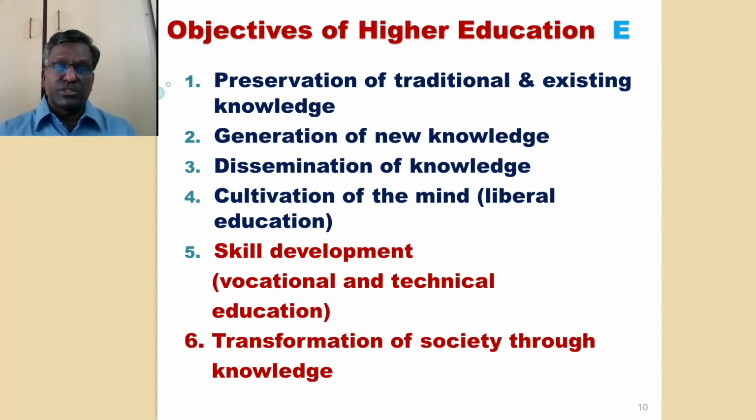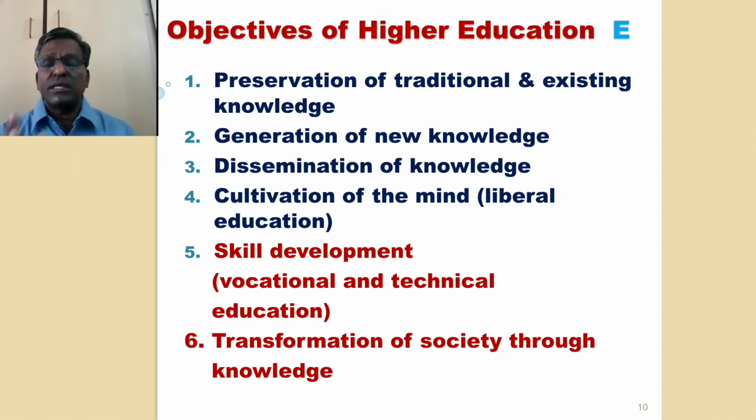Now, with what purpose, with what end, with what objective? There are two purposes as to why knowledge should be transmitted or should be disseminated. Number one, for cultivation of the mind, what we call liberal education, or skill development, which is the province of vocational and technical education. And the last one is, with knowledge, what do you do? With ideas, what do you do? With concepts and theories, what do you do? You try to transform society through knowledge. Okay, so these are the 6 objectives of higher education.